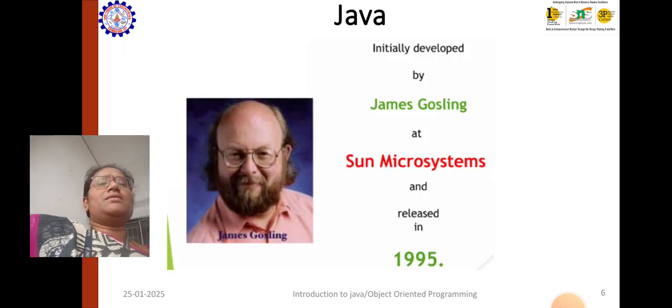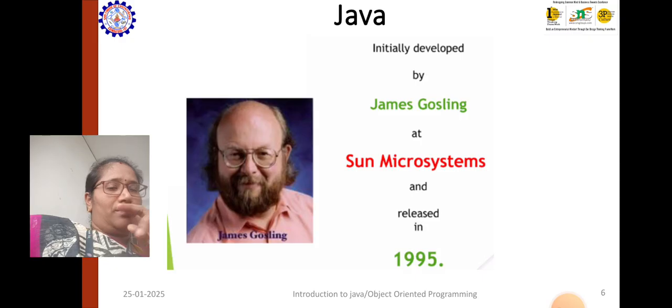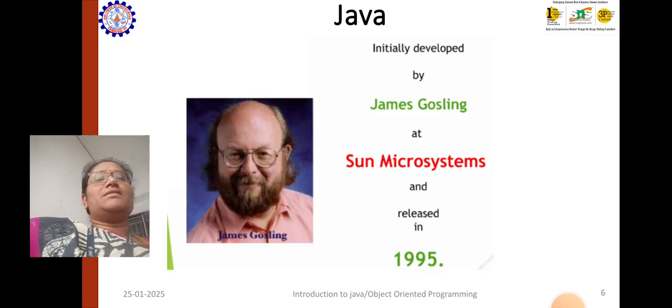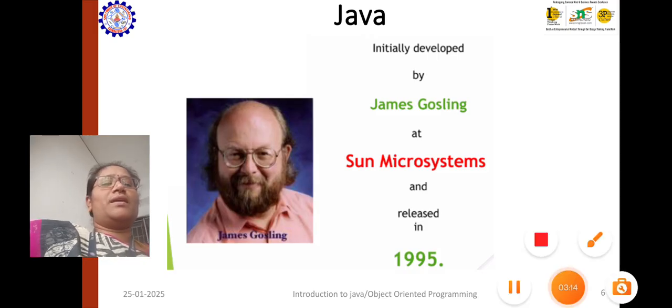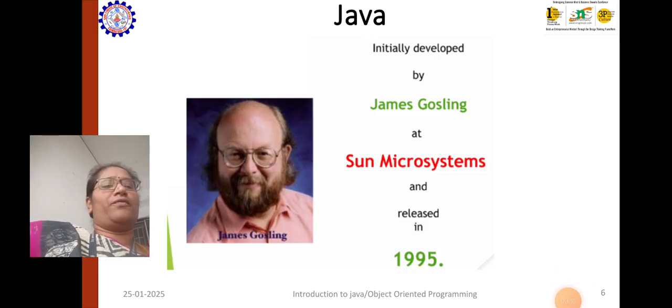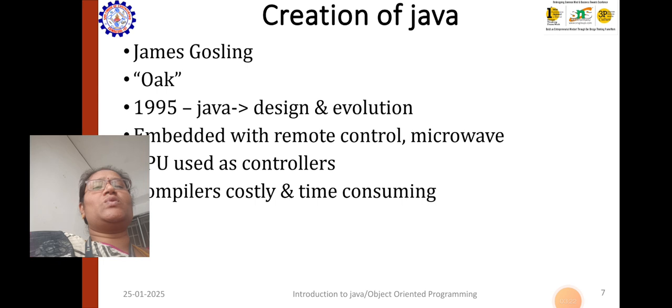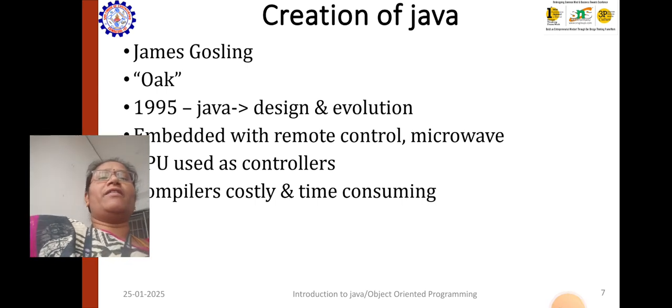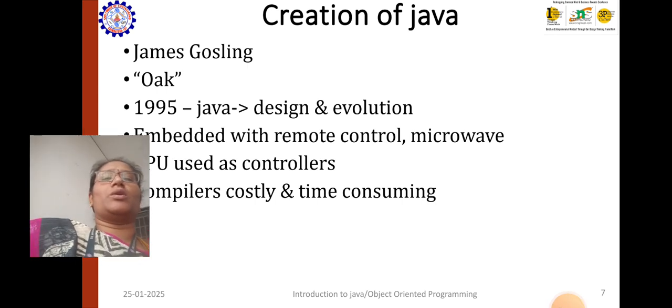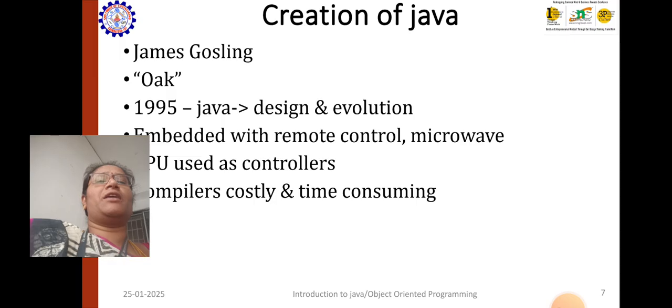And this is about the Java development. Initially, it was developed by James Gosling at Sun Microsystems and released in the year 1995. After developing, it was named Oak. Initially the Java name was Oak.